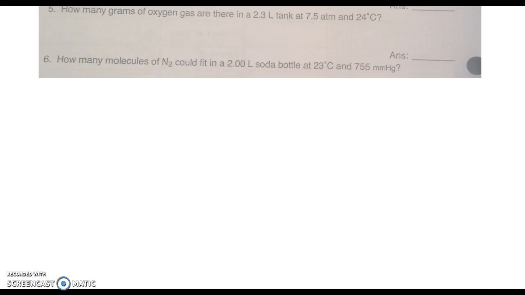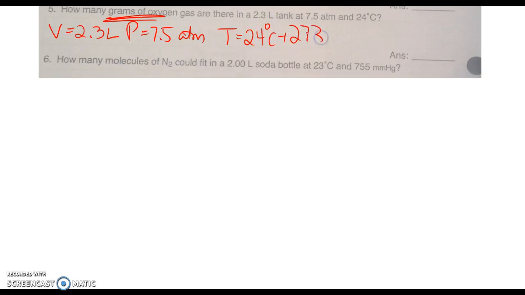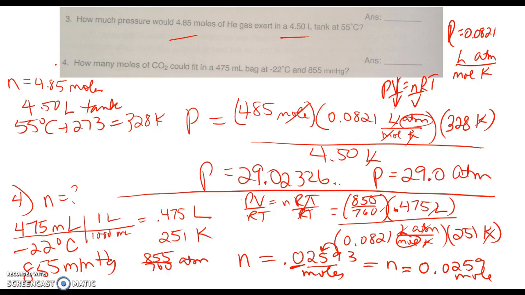Alright, number 5. How many grams? So here, guess what? We're going to have to, once we get moles, calculate from grams. We have volume equals 2.3 liters. Pressure equals 7.5 atmospheres. Temperature equals 24 degrees C, but we need to change that to Kelvin. Add 273, so I get 297 K. And the R with atmospheres and liters was 0.0821.